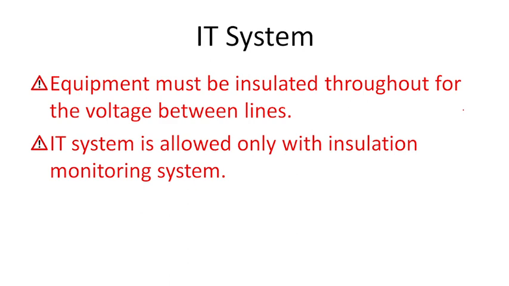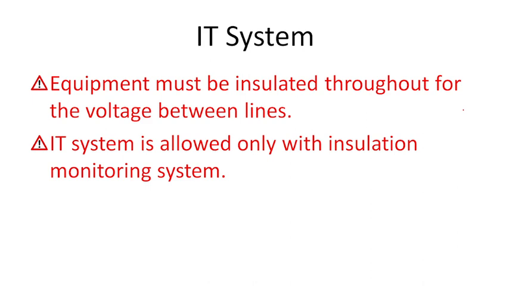Then equipment must be insulated throughout for the voltage between lines in case of an IT system. That is, even though an equipment is connected to a particular phase, you need to make sure that the insulation requirement is as per the line voltage requirement. That is what we have to ensure. Then an IT system is allowed only when an insulation monitoring system is provided.